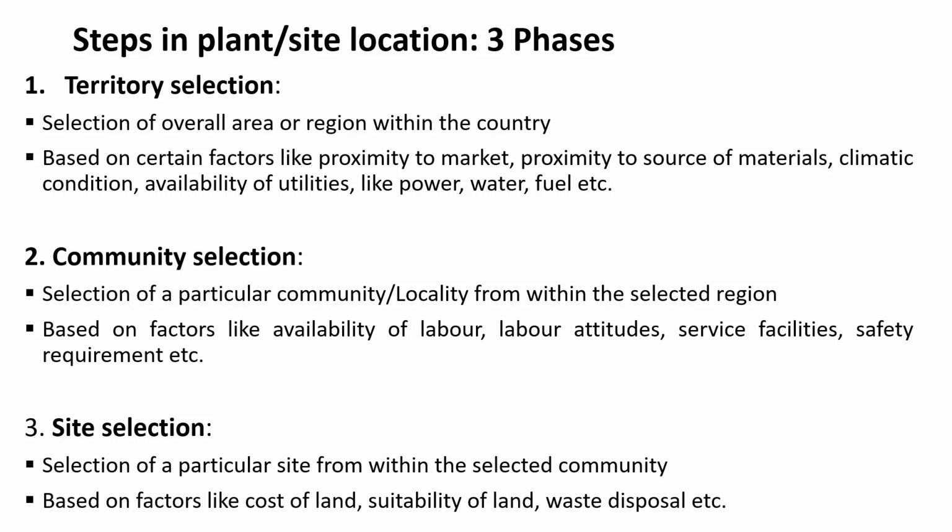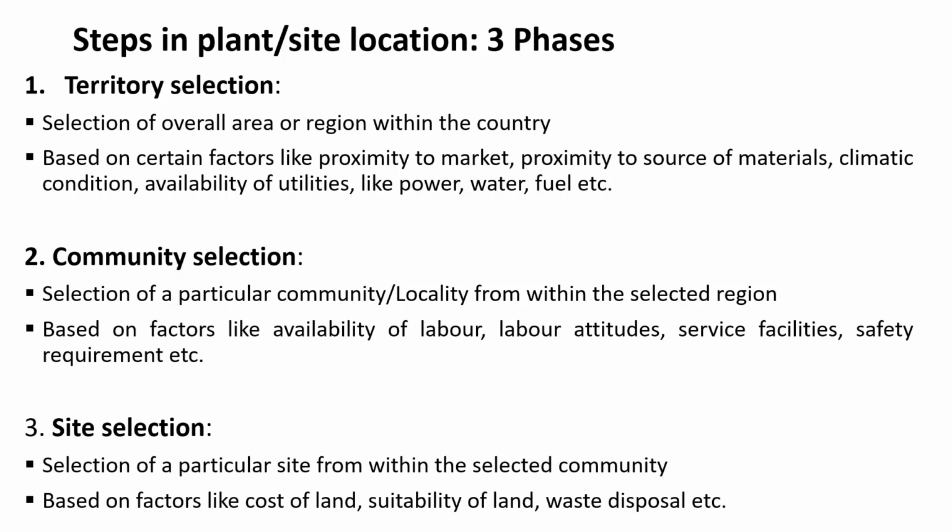In the community selection, it involves selection of a particular community or locality from within the selected region, and the basis for such selection can be availability of labor, labor attitude, service facilities, service requirements, etc. Definitely, location of a nuclear power plant close to a border area is undesirable for safety requirement. Hence, all these factors are to be considered while we select a particular community within a territory.